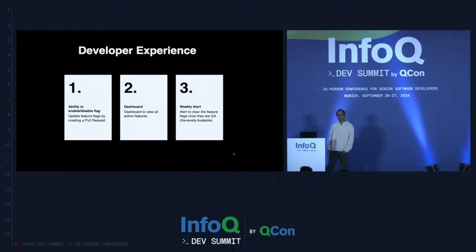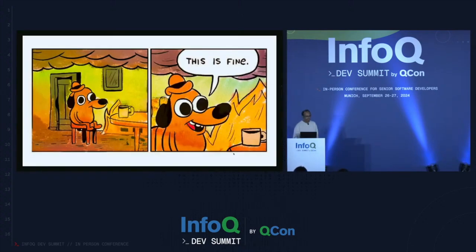And then we also have a dashboard where you can see which features are enabled and in which environment, so our developers can also see that. We also have a weekly alert in case there is a feature flag which is GA now and available for everyone, so developers can go ahead and remove those feature flags. Now this is fine because we know where the fire is and we can just roll it back.